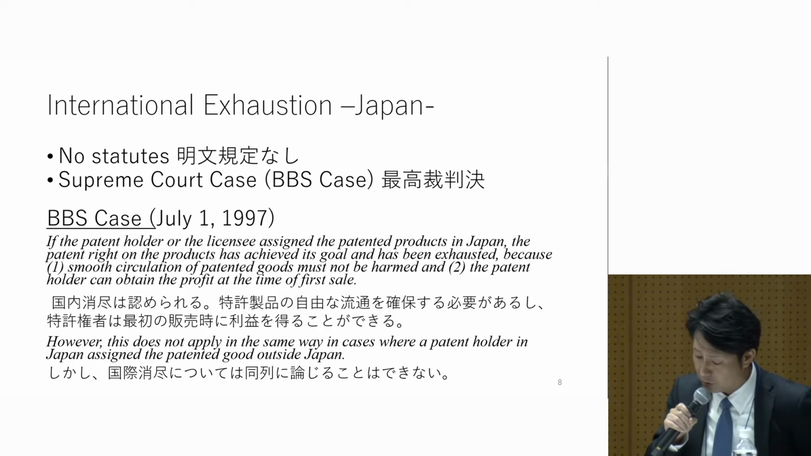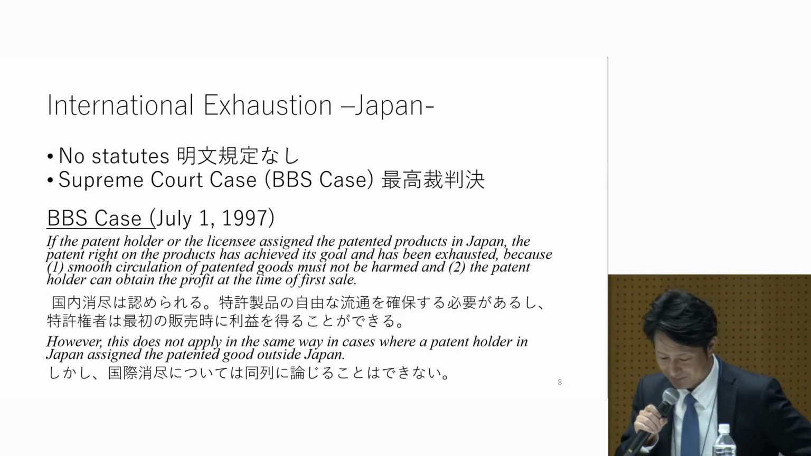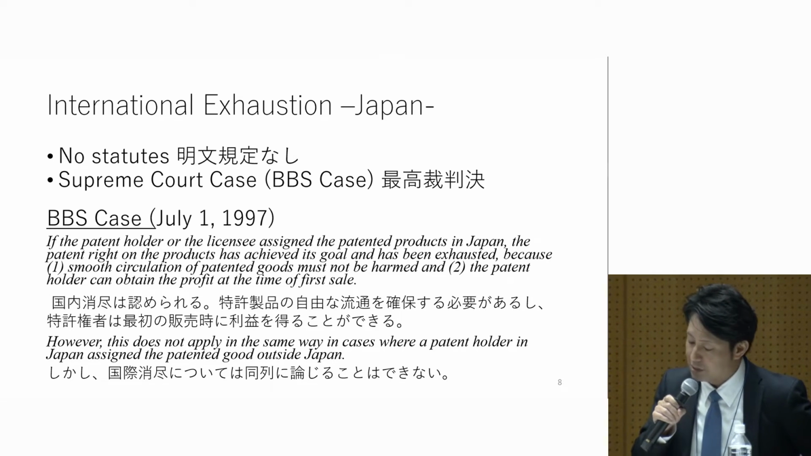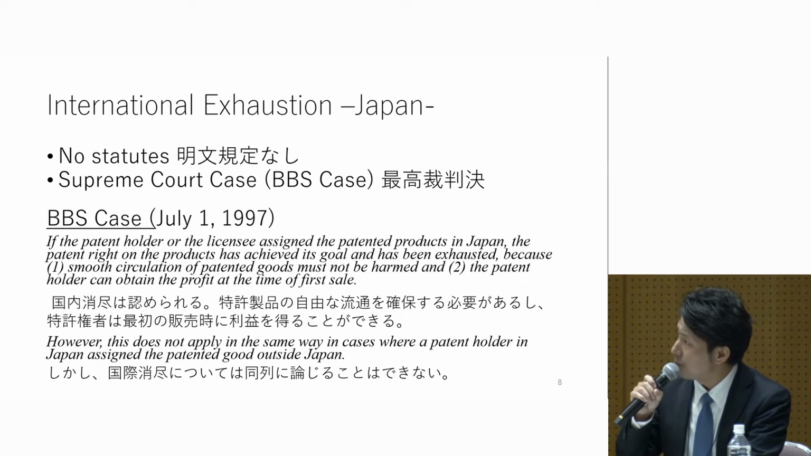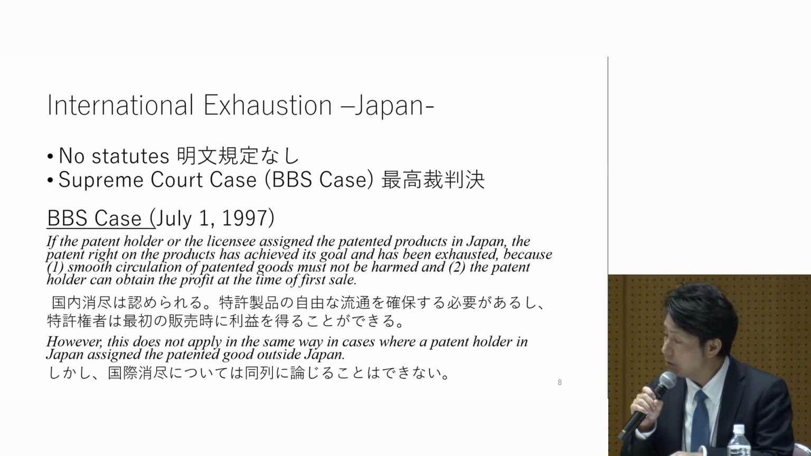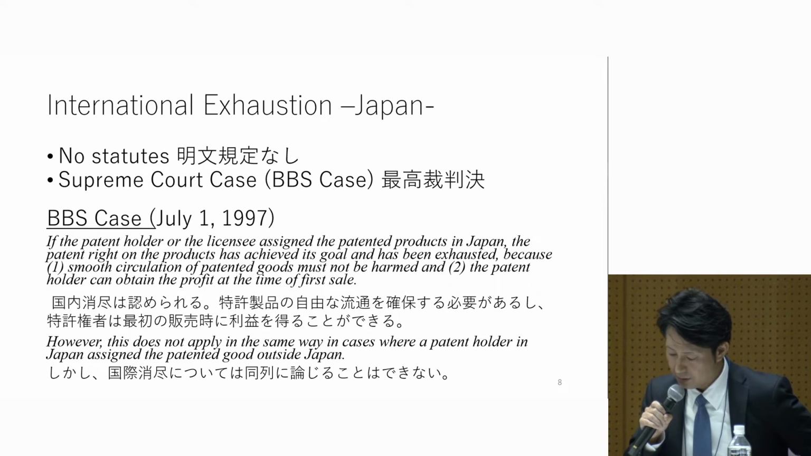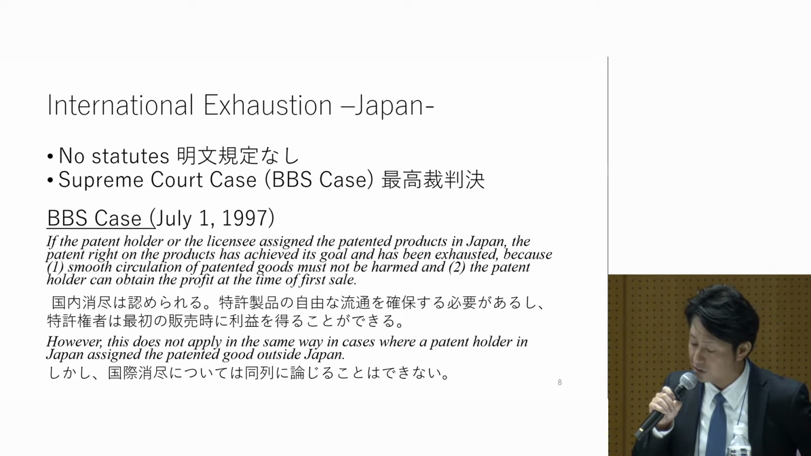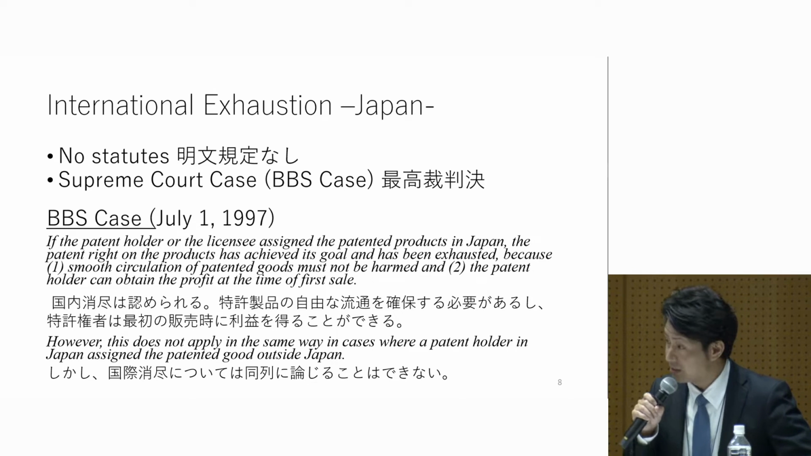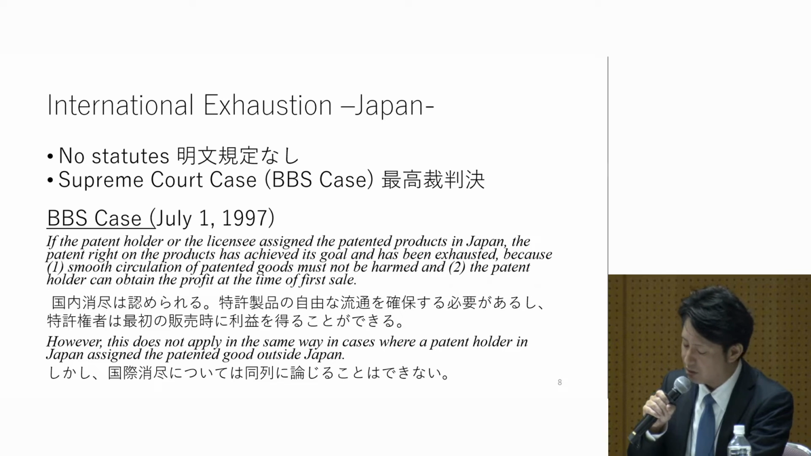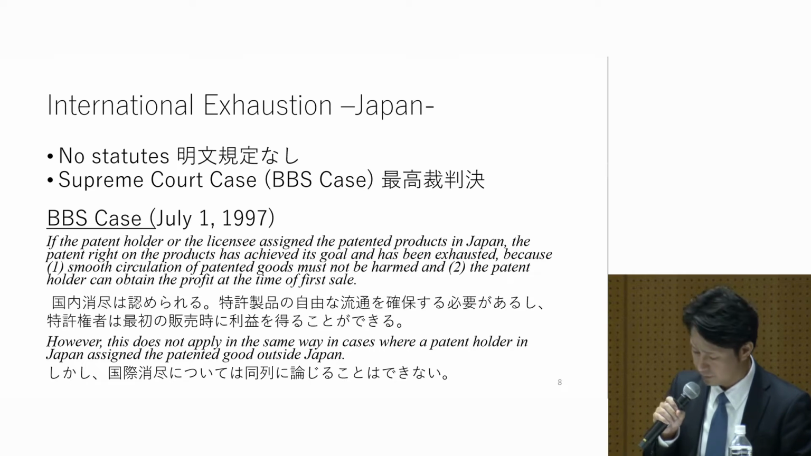Instead, we have a Supreme Court case in 1997 called BBS, which shows the positive view of the doctrine of national exhaustion. But about international exhaustion, the Supreme Court says that it's a little different because the patent right in Japan is not identical to its corresponding right in another country. So the court does not use the term exhaustion in the context of international exhaustion.